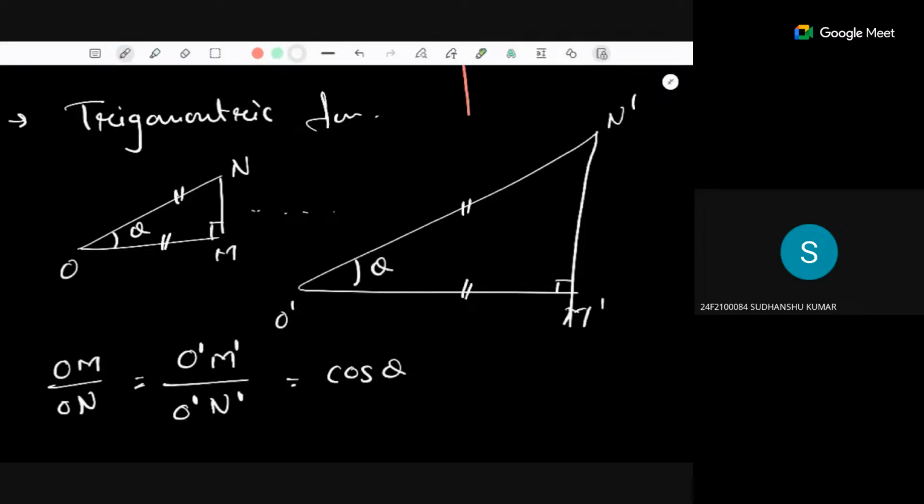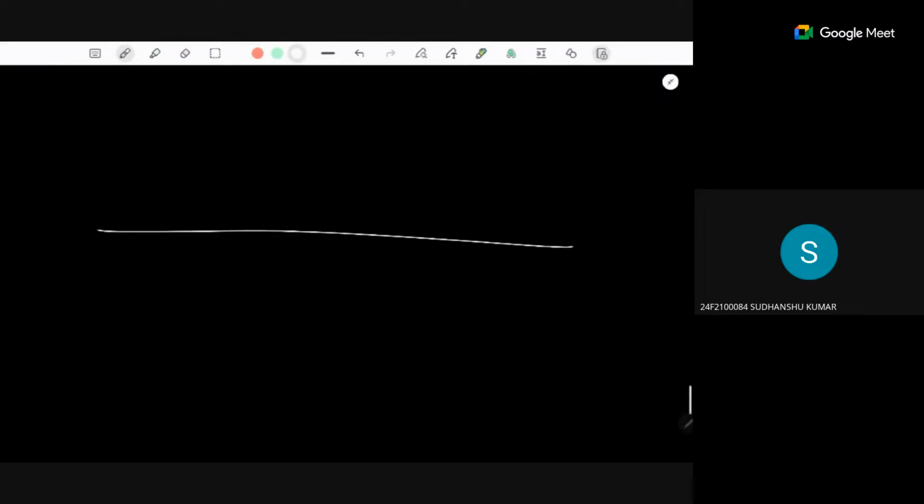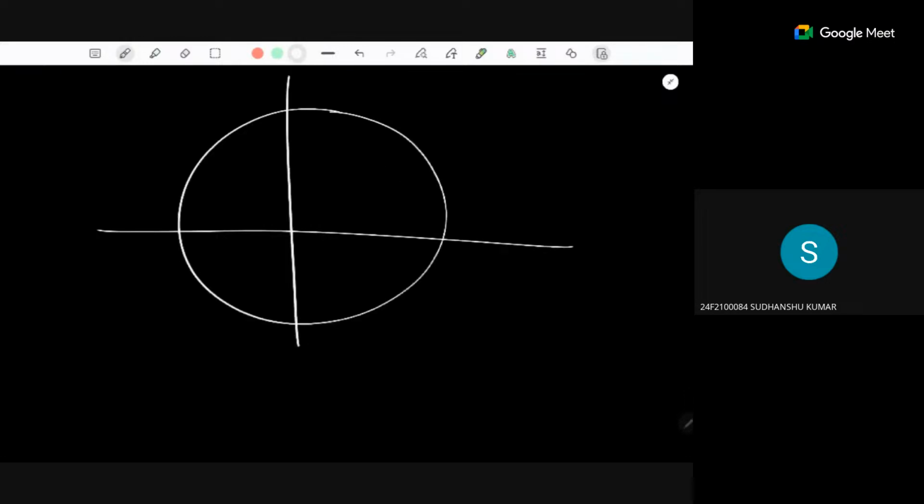Similarly, we know what the value of sin theta is. But these functions we can also define by unit circles, right? Suppose this is our unit circle of radius 1. This is a circle of radius 1, that's why it's known as a unit circle.